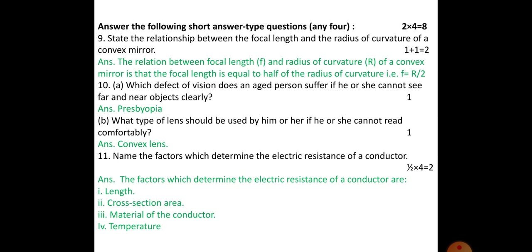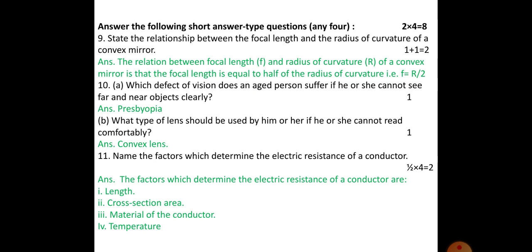State the relationship between the focal length and the radius of curvature of the convex mirror. The relation between focal length, that is f, and the radius of curvature, that is R, of the convex mirror is that the focal length is equal to half of the radius of curvature. In the mathematical equation we can write f = R/2, where R is the radius of curvature, or R = 2f, that is 2 into focal length.